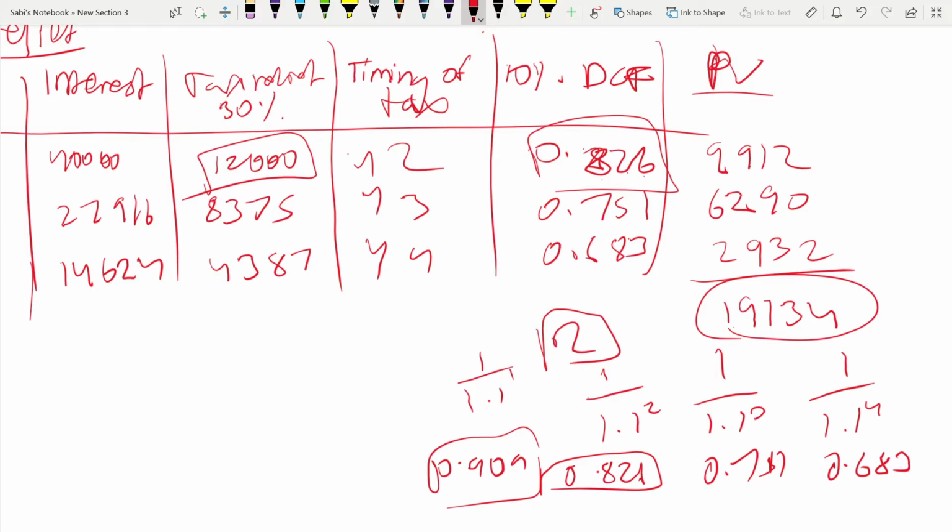This is the present value. 19,134 is the present value of tax relief. That's what you need for your adjusted present value calculation. But to arrive at this figure, how many tables and how many figures did you have to go through? So now you can have an estimate of the length of calculations and the amount of time that you need to input to get even the smallest figure, adjusted present value.